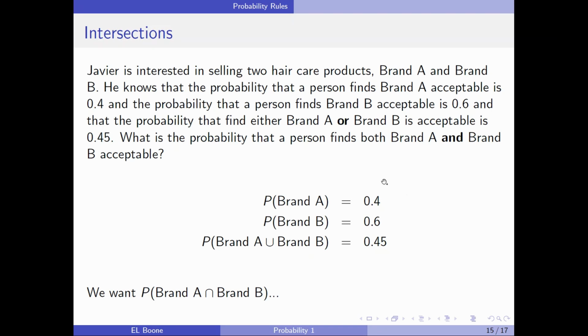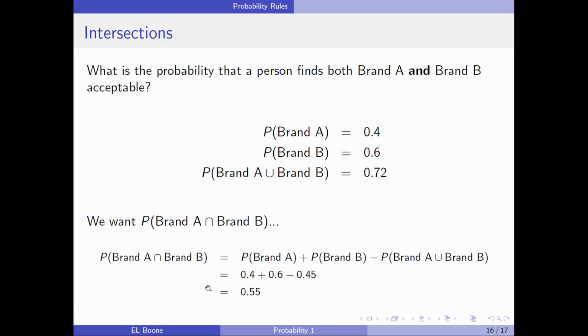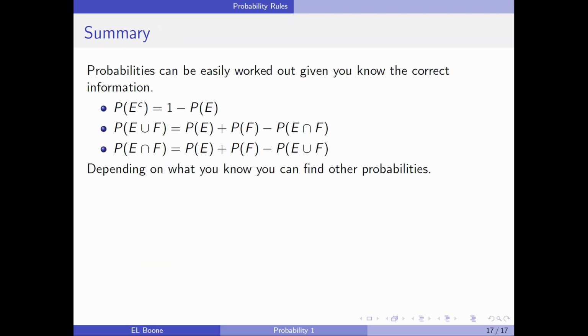So brand A, 0.4, brand B, 0.6. Brand A union brand B is 0.45. So if we put this all together, we get 0.55. Okay, so about 55% would find both brand A and brand B acceptable.